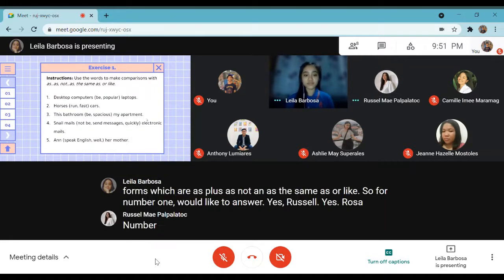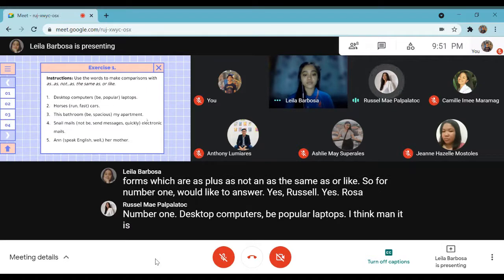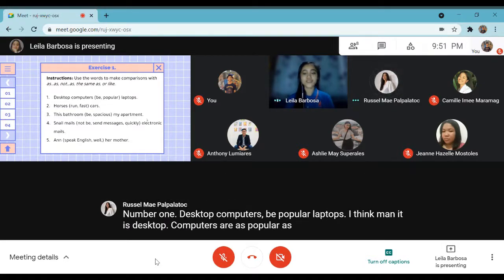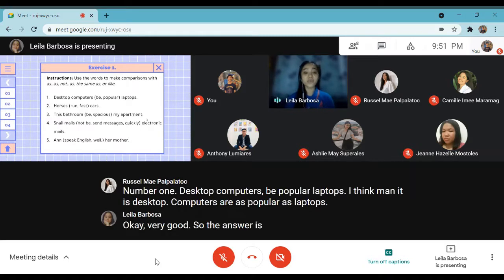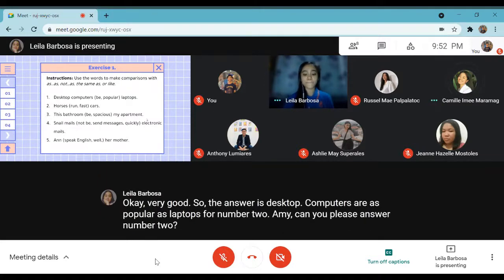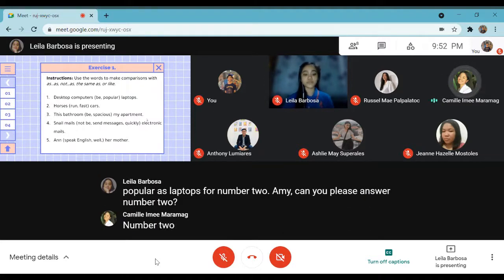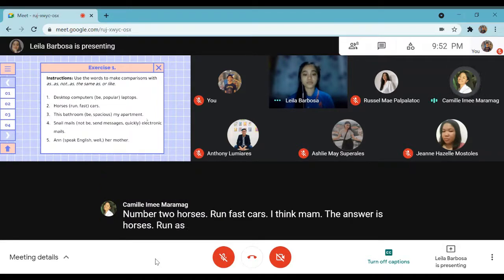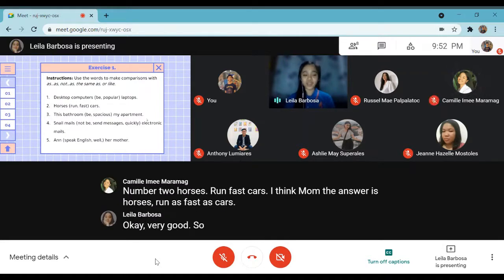Number one, desktop computers, popular, laptops. I think, ma'am, it is desktop computers are as popular as laptops. Okay, very good. So the answer is desktop computers are as popular as laptops. For number two, Aimee, can you please answer? Number two, horses run fast cars. I think, ma'am, the answer is horses run as fast as cars. Okay, very good. That's correct.